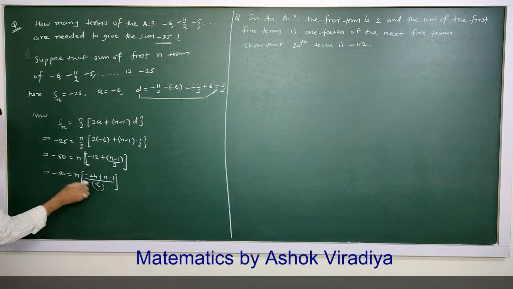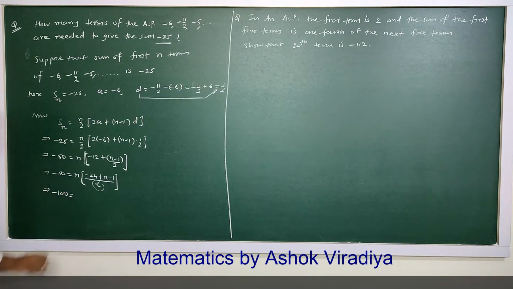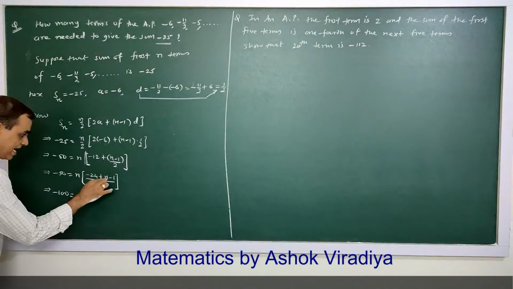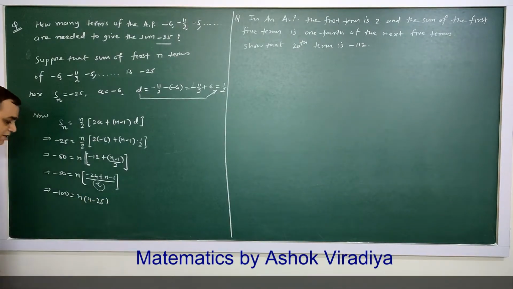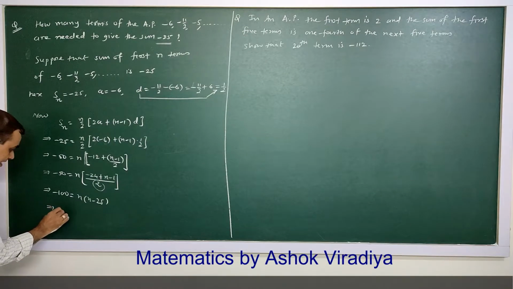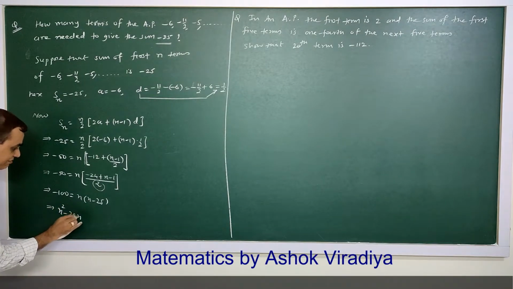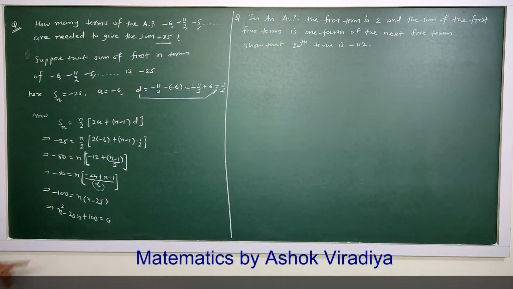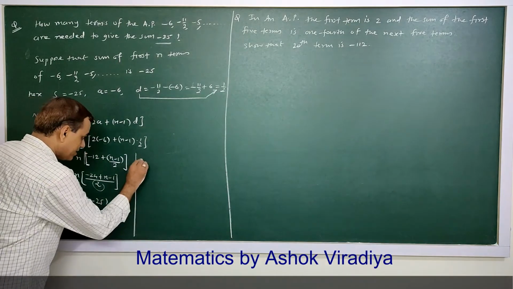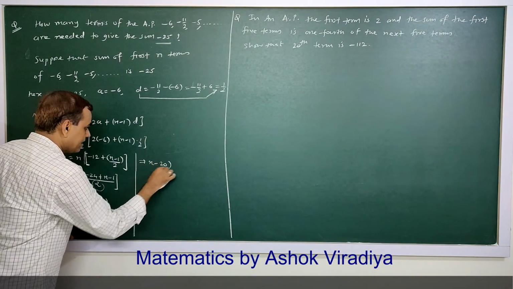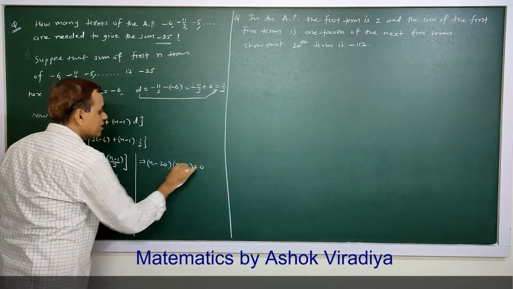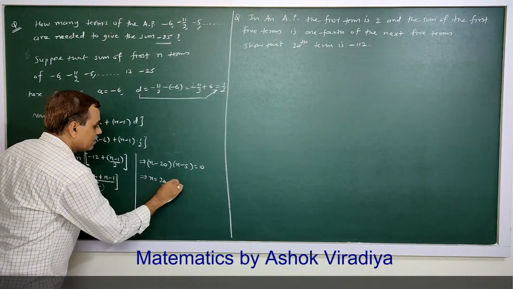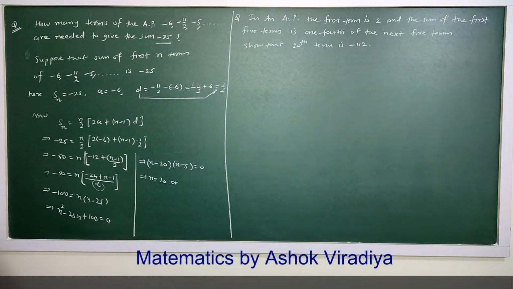Again multiplying this 2 on this side, so -100 is n into n minus 25, that is n square minus 25n plus 100 is 0, and here we can factorize it. That is n minus 20, n minus 5 is 0. So n equal to 20 or n equal to 5.